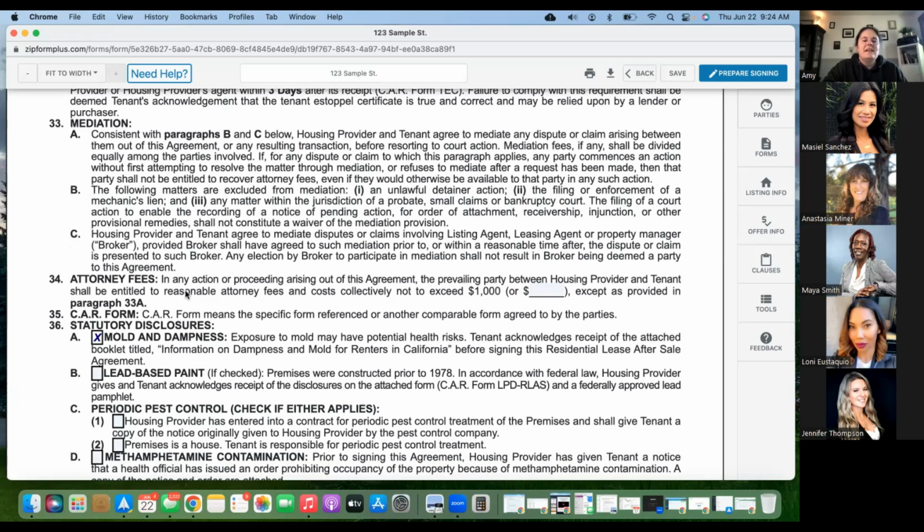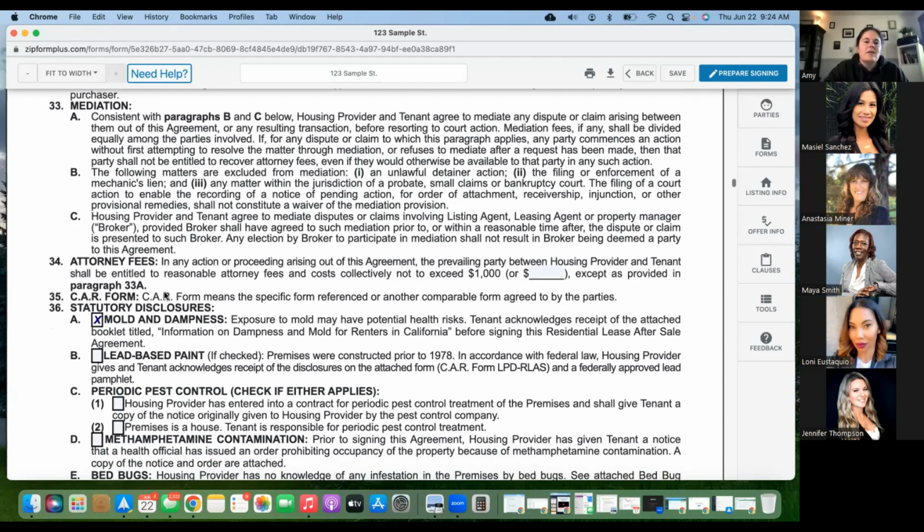Attorney fees. In any action or proceeding arising out of this agreement, the prevailing party between housing provider and tenant shall be entitled to reasonable attorney fees and costs collectively not to exceed $1,000, except as provided in paragraph 33A. That's up here where we split it equally. Then we go into CAR form, which means the specific form referenced or another comparable form agreed to by the parties. Any questions about 33, 34, or 35?